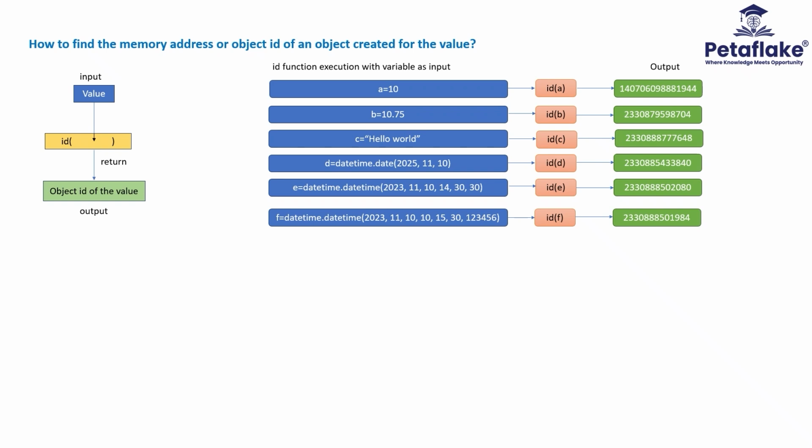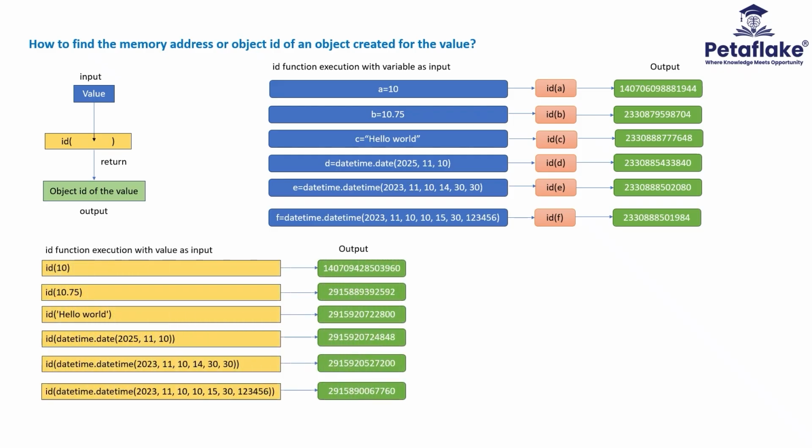Similarly, we can pass the other variables as input to the id function to get the object ID of the respective value stored by the variable. We can also pass any value directly to the id function. In this scenario, the value provided in the id function will be first stored in the memory through an object, and then the ID of the object created for the value will be returned as output.